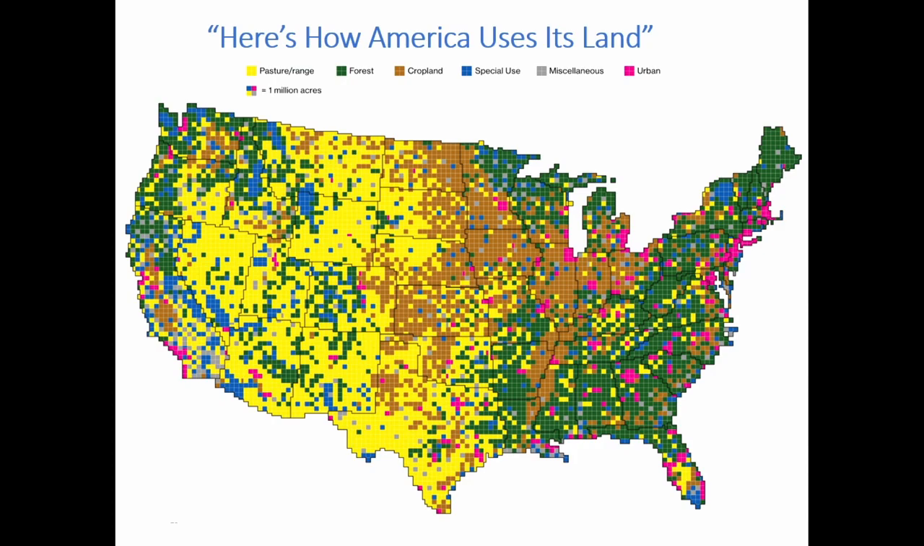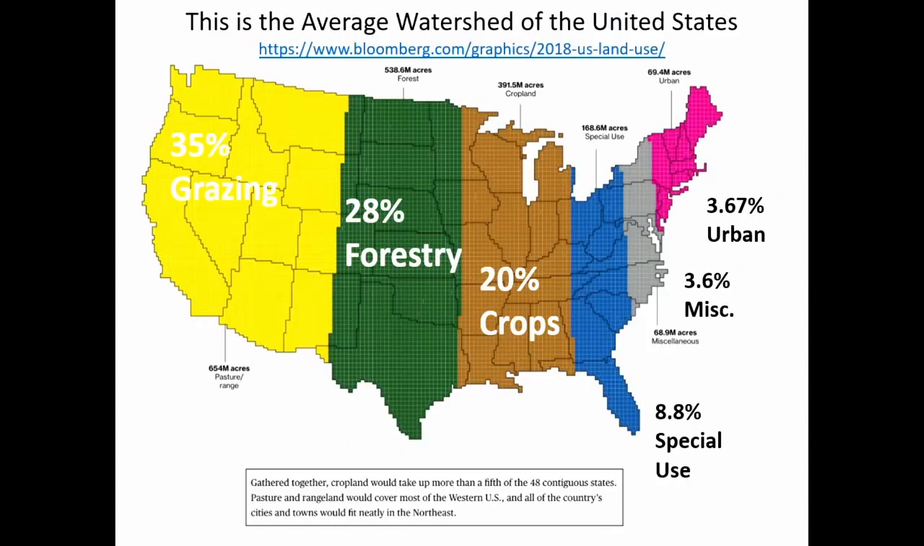So here's how America uses its land. You can see the area in Illinois is a lot of farmland. And then over here where Skip is at, you have much more forested land, and so forth. But the thing that I think is really interesting is they break this down and they put all the like parts together. So about 35% of our country is under grazing, about 28% is under forestry, about 20% is under crops.